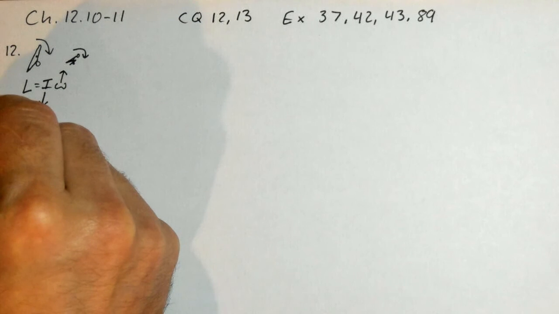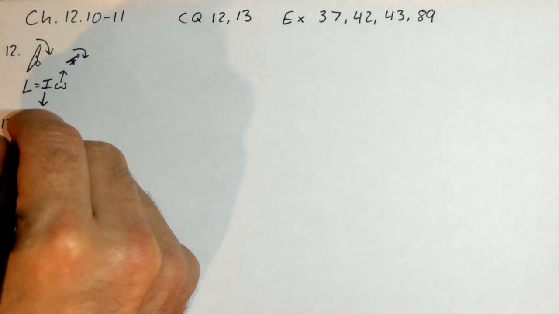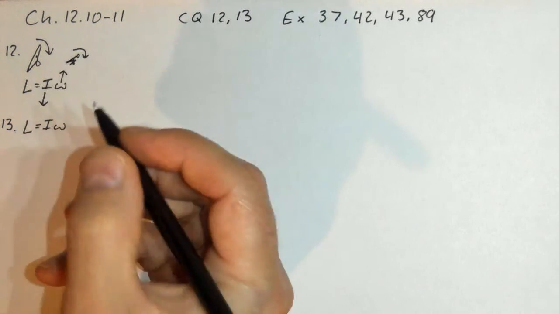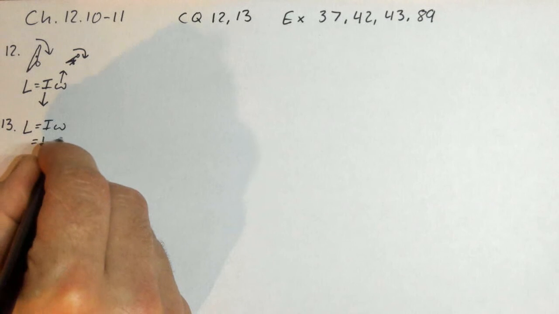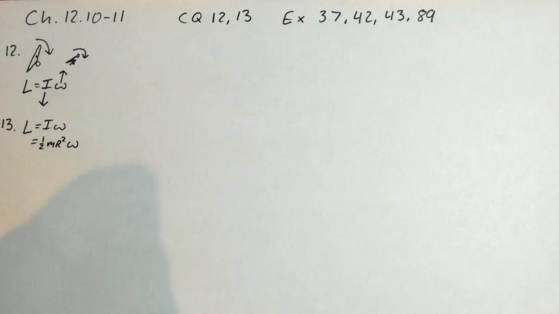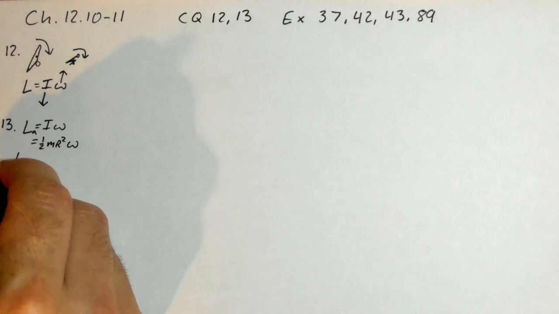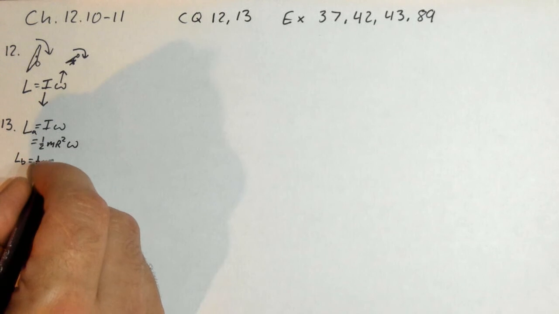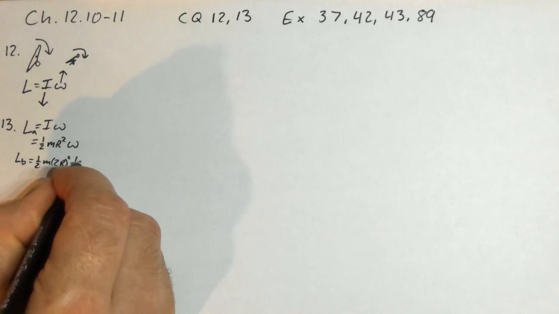All right, 13. Okay, we have 2 different disks, and we're trying to figure out how the moments of inertia compare. So angular momentum is defined as I omega, and I for a disk is 1/2 m r squared. In disk A, all of those are referenced to A. In disk B, it's the same mass, but it's twice the radius, and it's 1/2 the angular speed.